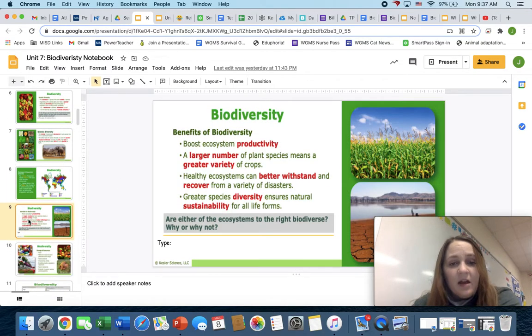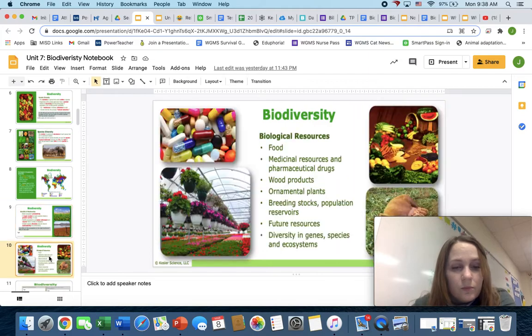We have benefits of biodiversity. Then it shows 2 pictures of an ecosystem. Tell me if they're biodiverse. Why or why not? Why do you think that? So basically you're looking at these 2 pictures and thinking about whether there's a variety of life there or not. Don't think more than what it's showing you, just strictly what it's showing you in the picture. Is there a whole bunch of different types of living things or not?